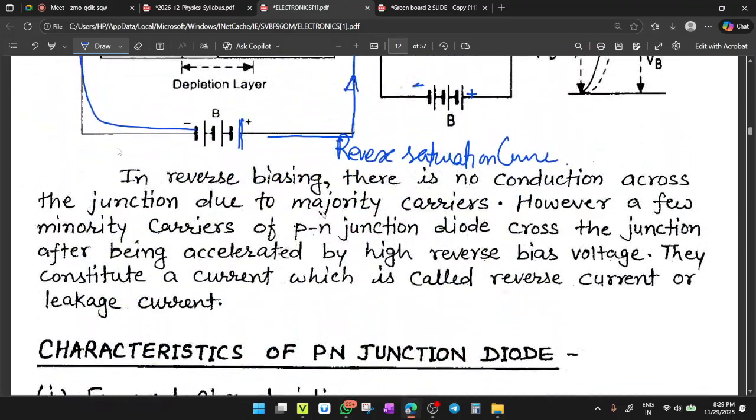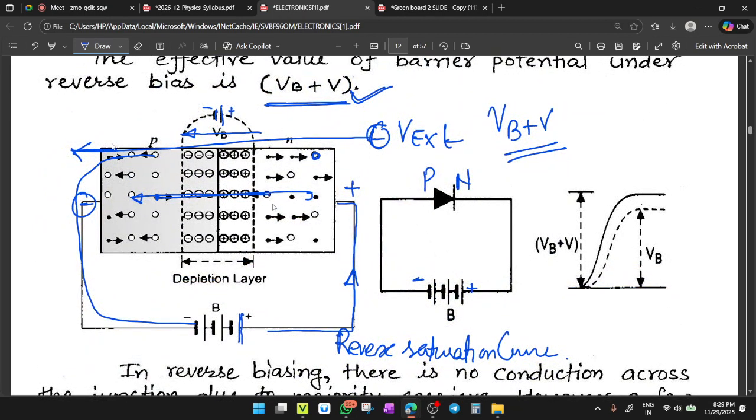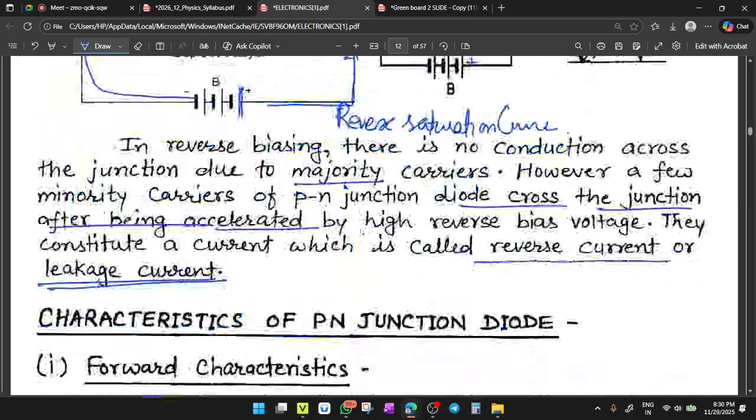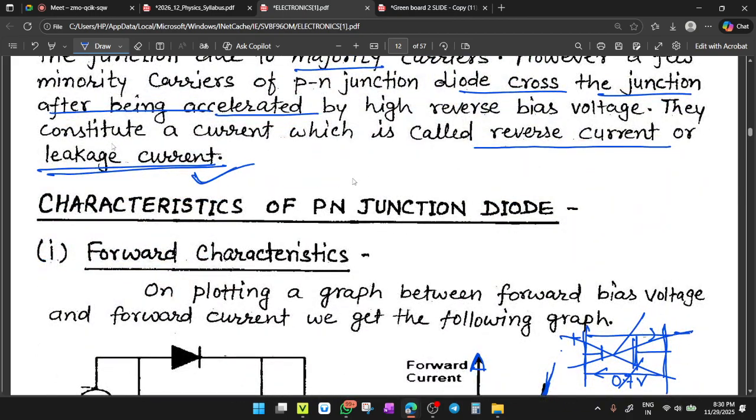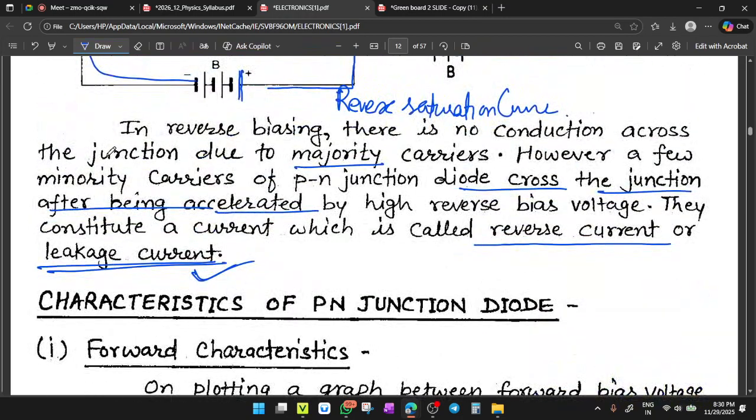On reverse biasing, there is no conduction across the junction due to the majority charge carriers. However, a few minority carriers of the PN junction diode cross the junction after being accelerated by the high reverse bias voltage. They constitute a current called reverse current or leakage current. These minority charge carriers that cross the junction form a very small current, and that current is called leakage current.